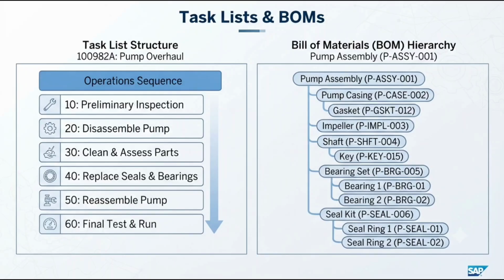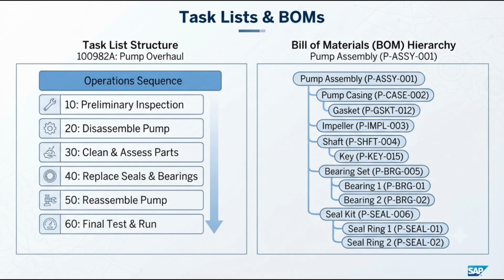Task lists and bills of material are two powerful master data objects that make planning faster and more consistent. A task list is a reusable set of operations that describe how a particular maintenance job should be performed. It includes operation descriptions, required time, work centers, and control keys. When you create a work order, you can copy a task list and save significant planning time.